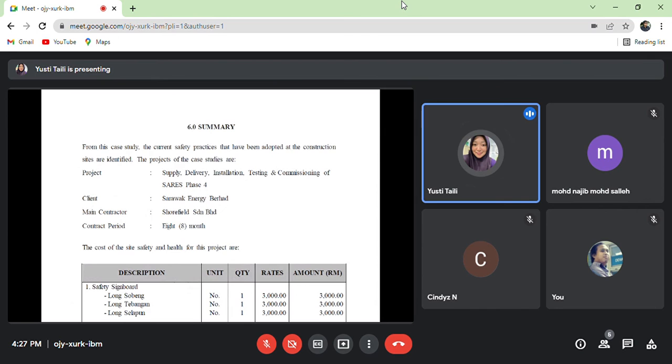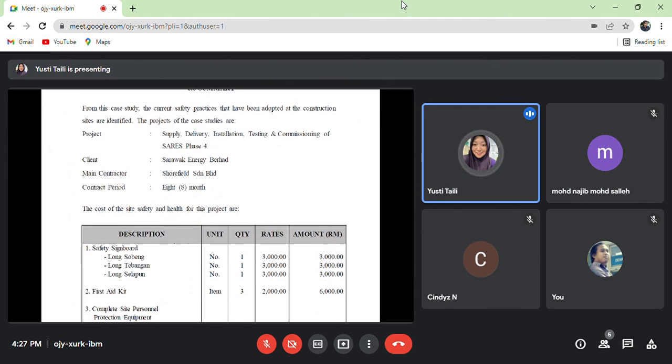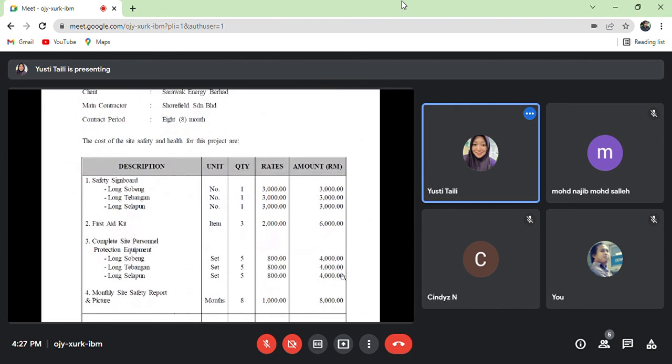Based on this summary, since this project is below 20 million, the requirement in the tender is to put the site safety supervisor, meaning Triple S, at the site. Okay, these are some requirements requested by the client. First item is the safety signboard for the 3 sites at Long Sobeng, Long Tembangan, and Long Selapun. Number 2, the client instructed to allocate a first aid kit at every site. Number 3, they have to prepare complete personal protective equipment like safety helmets and safety shoes for visitors who come to the site. This applies to all 3 sites.